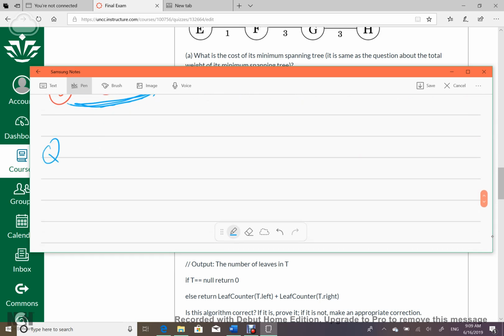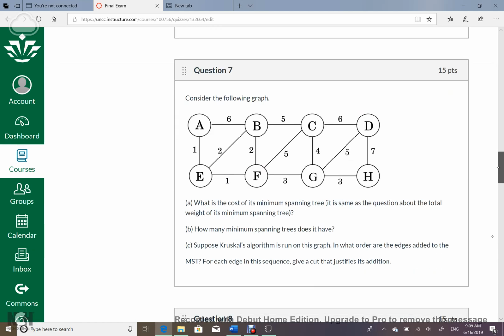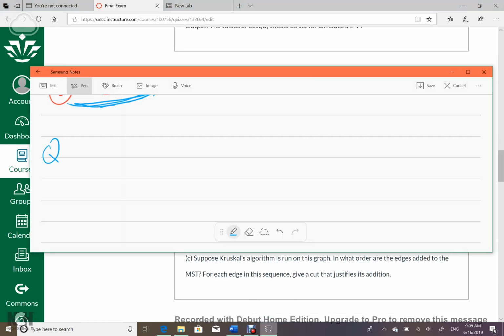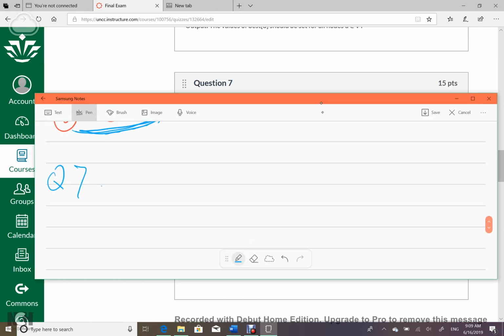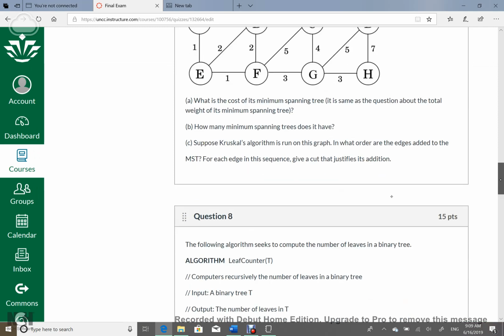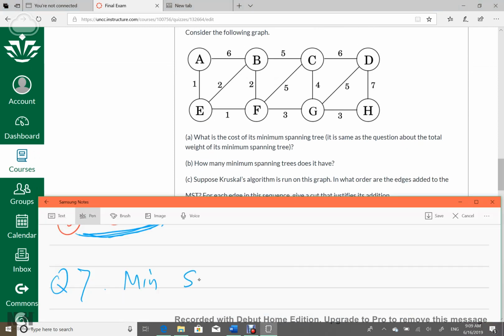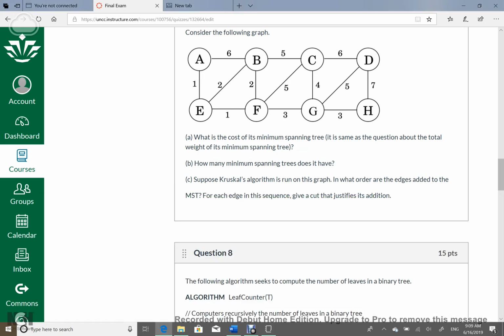Let's see, question 7. The question 7 is very similar to one of our quiz questions. And here we want to check the minimum spanning tree. This is the minimum spanning tree. And given the graph, it could have many spanning trees. Even if they have the same number, they could have multiple spanning trees.